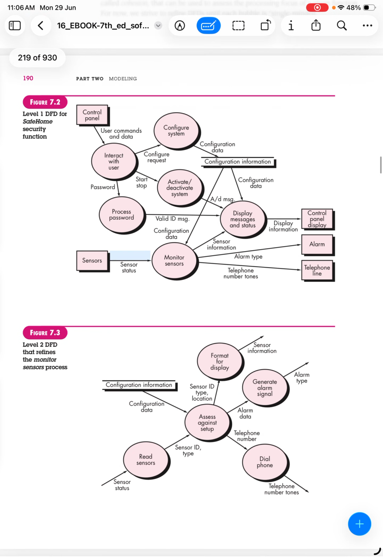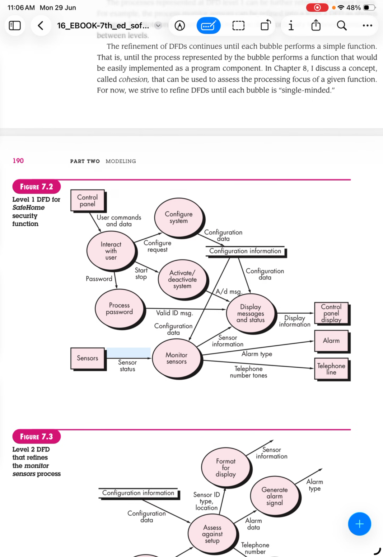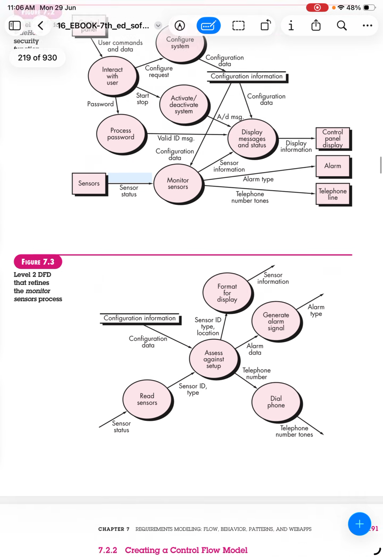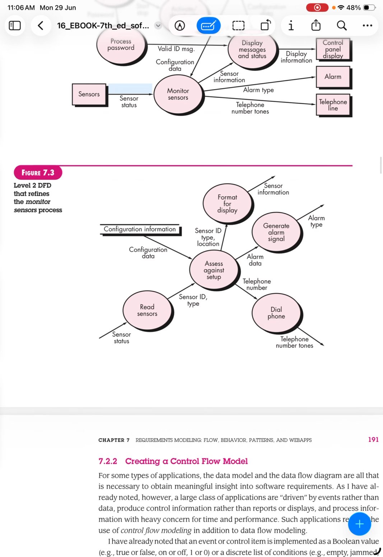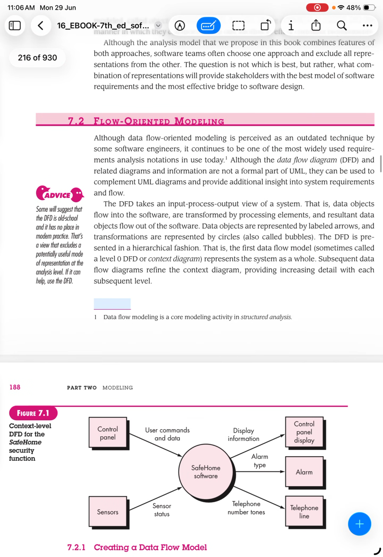And here we have got another diagram. This is the level 1 DFD for the SafeHome security function. See how the complexity, the details of the diagram, increases. And this is the level 2 DFD. The information further increases in the level 2 DFD. So let us start with the text.